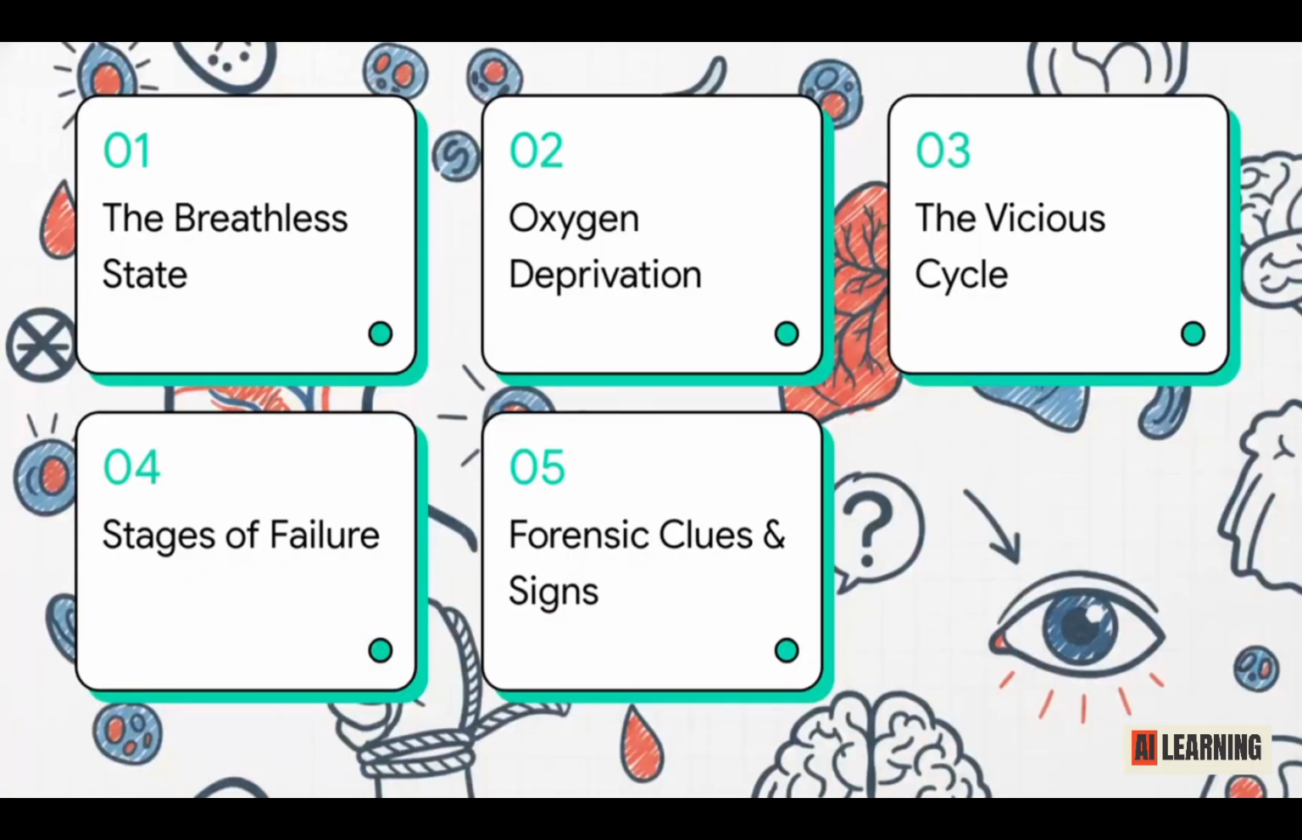Here's exactly how we're going to break this down today. First, defining the breathless state. Second, categorizing oxygen deprivation. Third, the vicious cycle. Fourth, the 3 stages of failure. And finally, forensic clues and signs. Let's just jump right in.